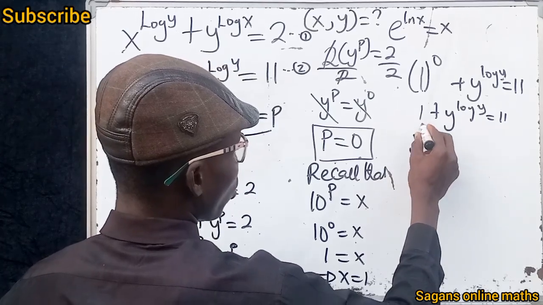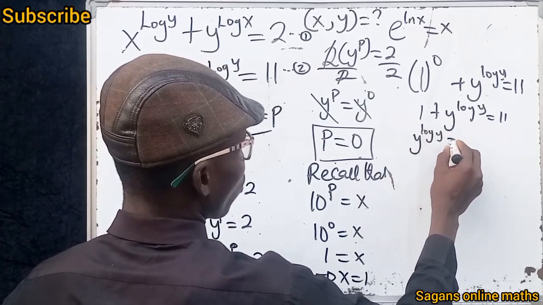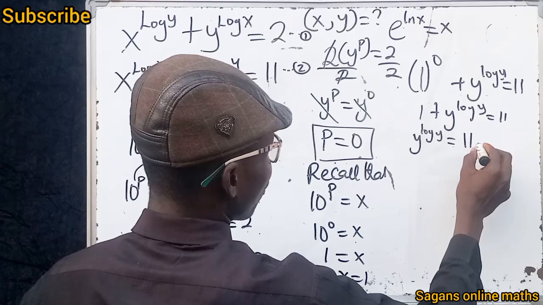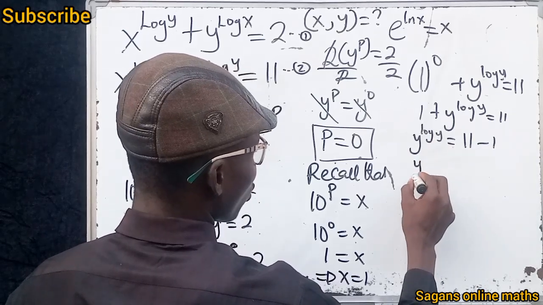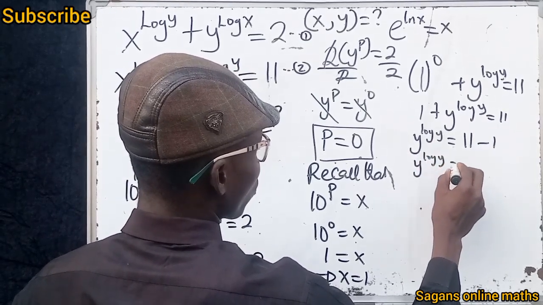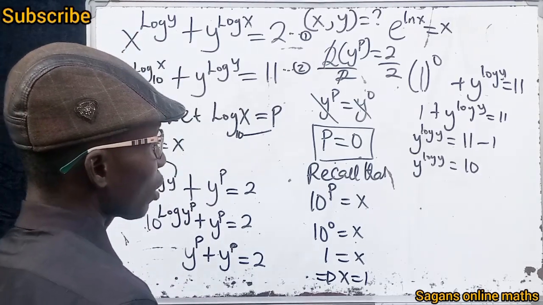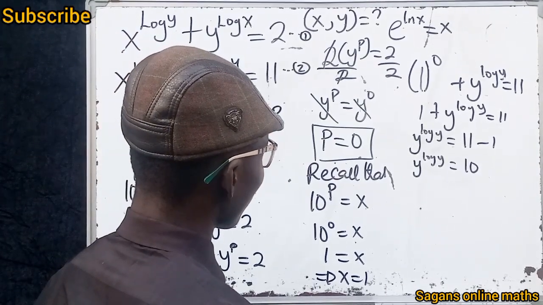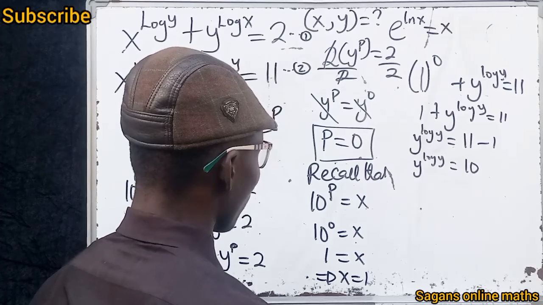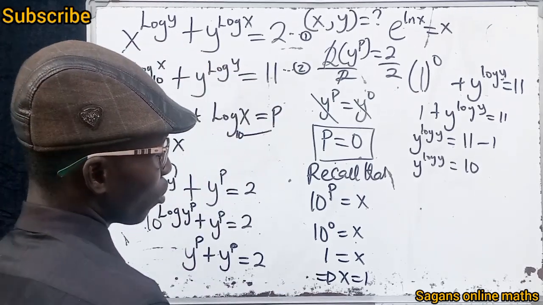That means y raised to the power of log y equals 11 minus 1. And y raised to the power of log y is equal to 10. Wow, this is interesting. Now what are we going to do? Remember our target and our interest is to find the value of x. Now we are getting the value of x. We are looking for a way to find the value of y.